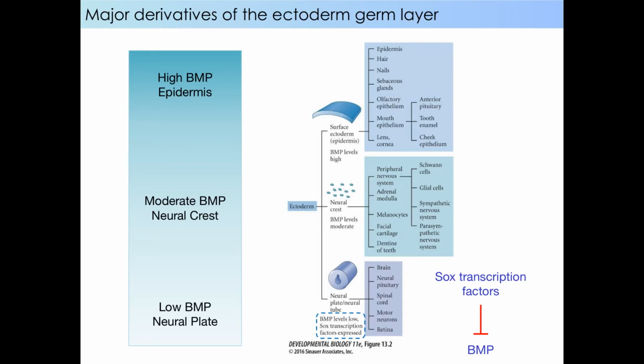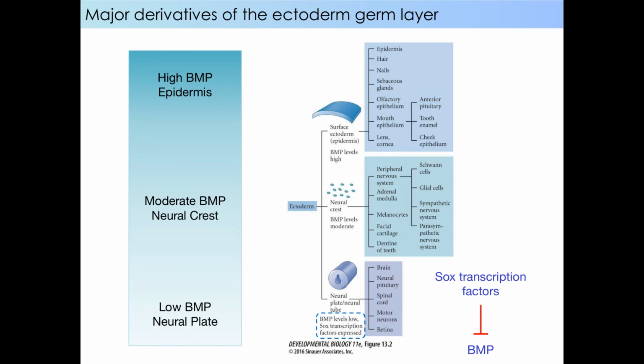The portion of the ectoderm that is exposed to high levels of BMP will develop into the epidermis. The portion that's exposed to intermediate levels will develop into the neural crest, and the region of the ectoderm that's exposed to the lowest levels of BMP will form the neural plate.